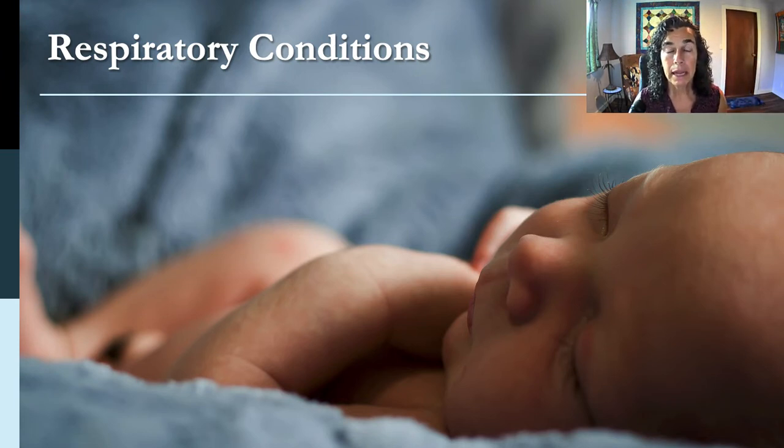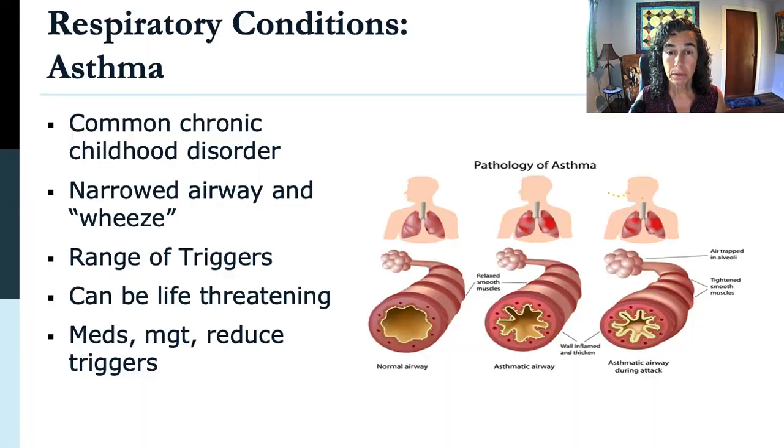Next up is respiratory conditions. The first is asthma. Asthma is very common in childhood, and basically what it amounts to is that the airway narrows and produces a wheeze, and that wheeze happens during the asthmatic attack. And here you can see the pathology of it, and also on the right there, what an asthmatic airway looks like during an attack. You can see that it shuts down, right?